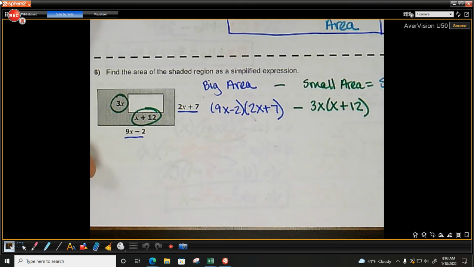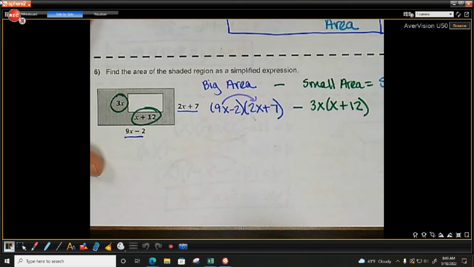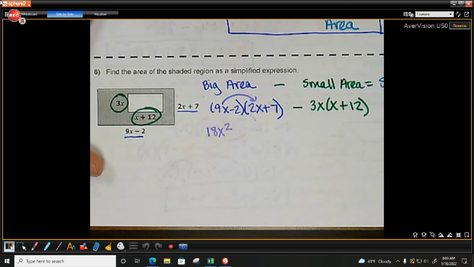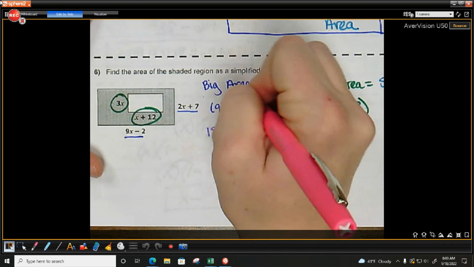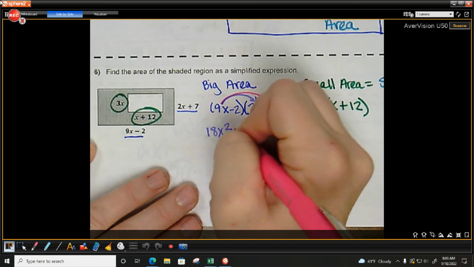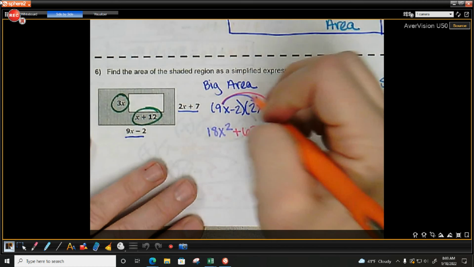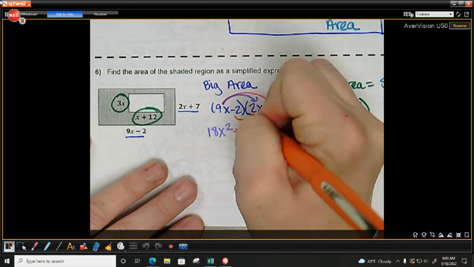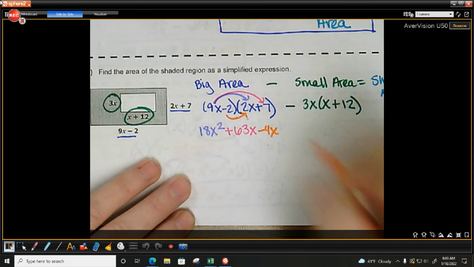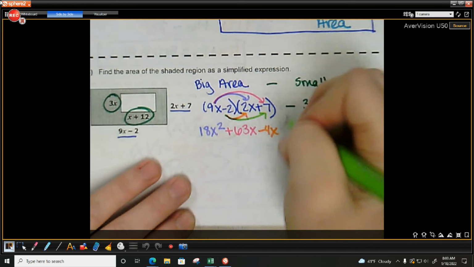Okay, so what's 9x times 2x? 18x squared. What's 9x times 7? And it's a positive, so plus 63x. Good job. And then what's negative 2 times 2x? Negative 4x. And then what's negative 2 times 7? Negative 14.